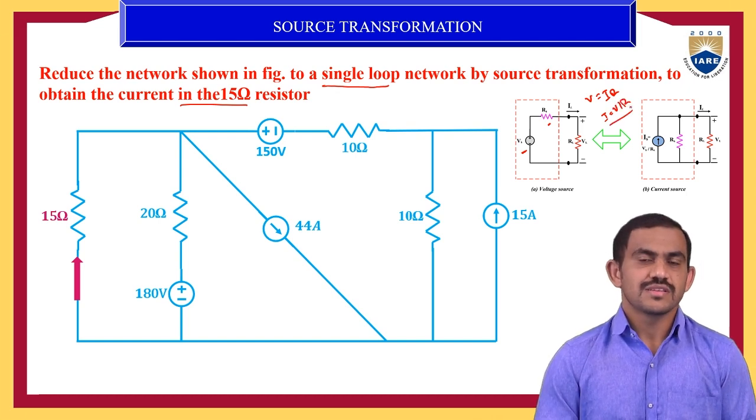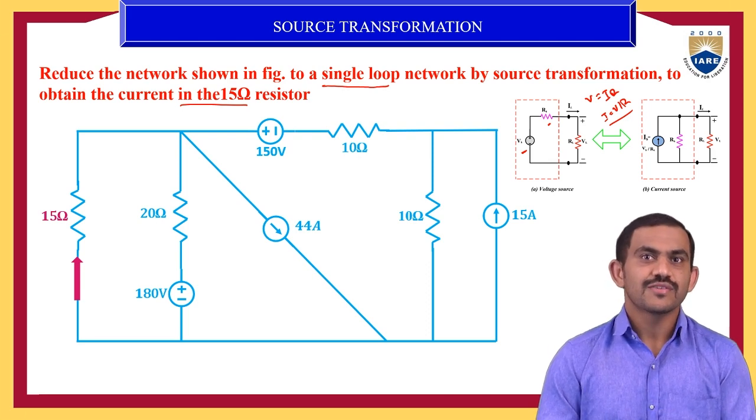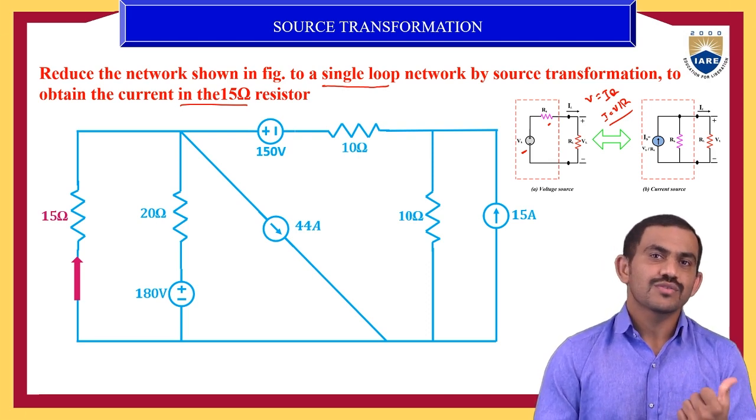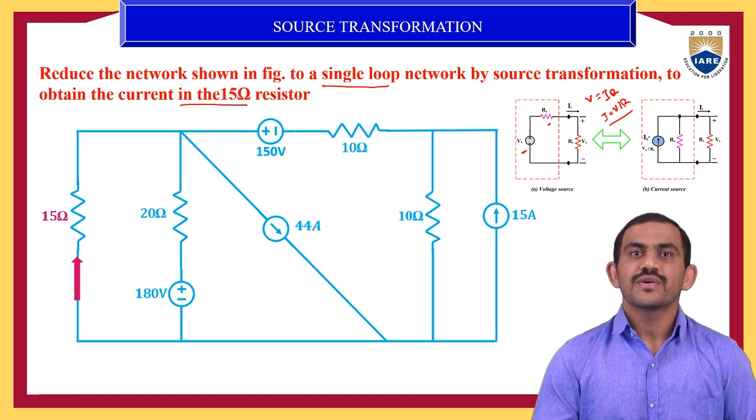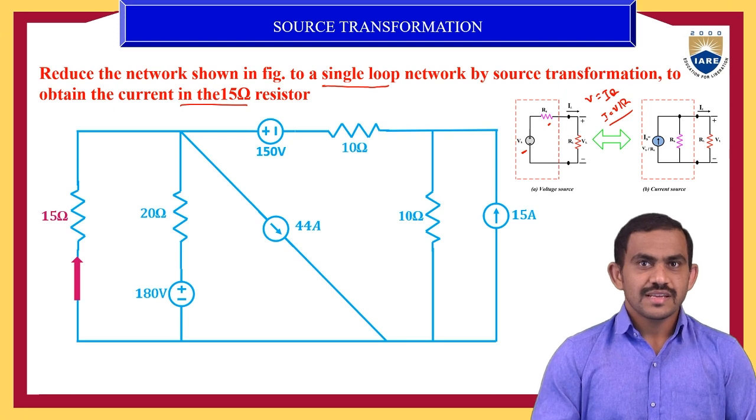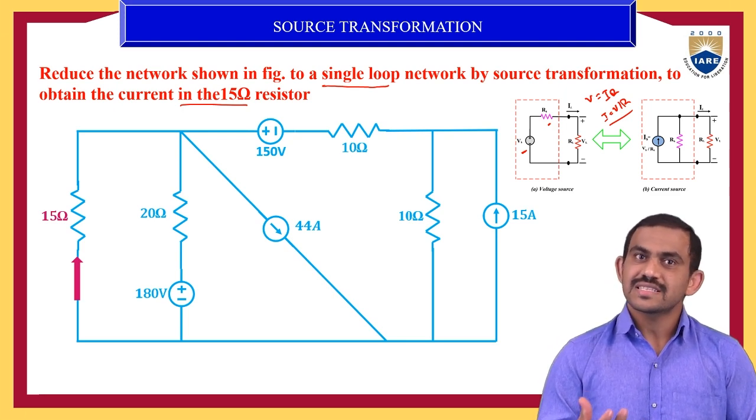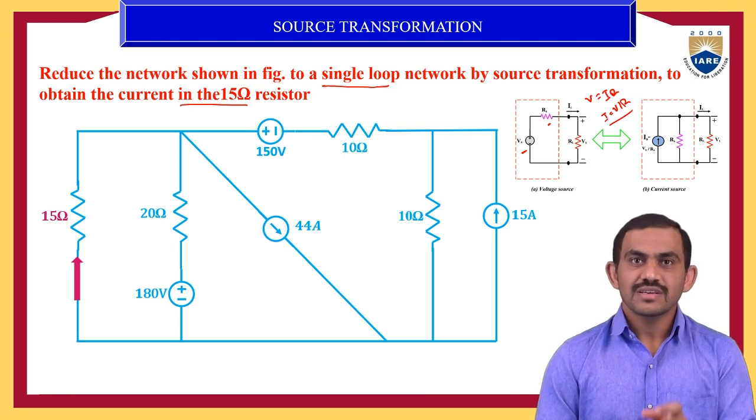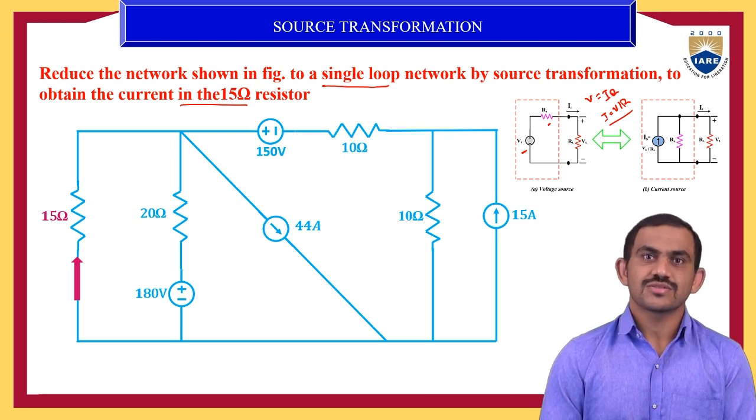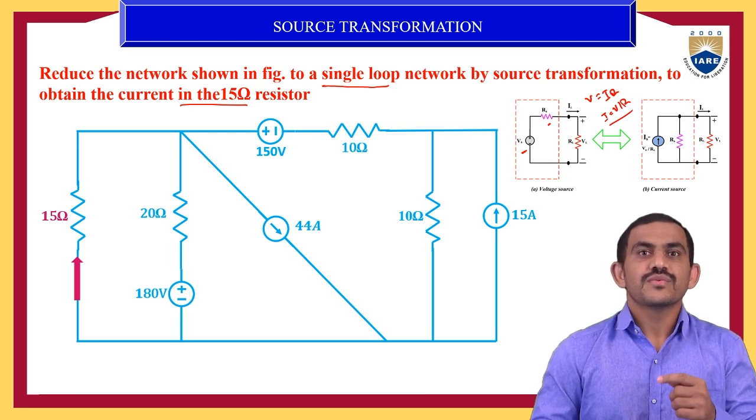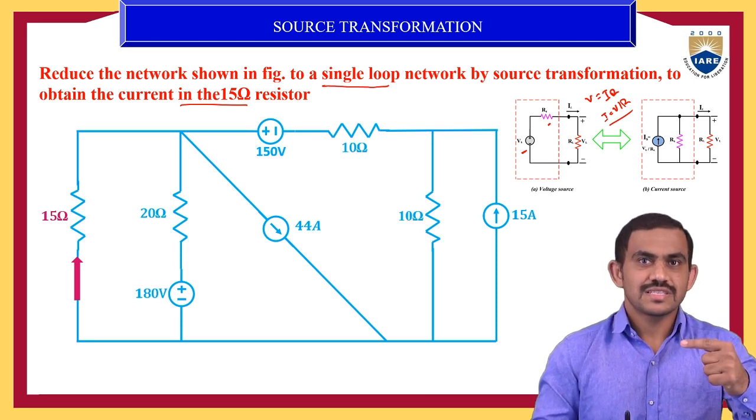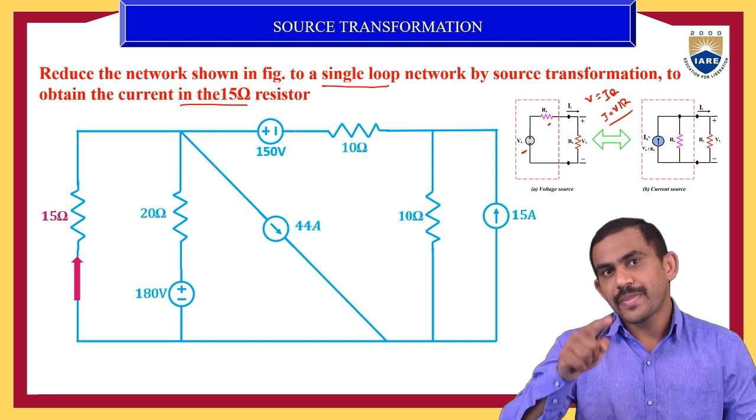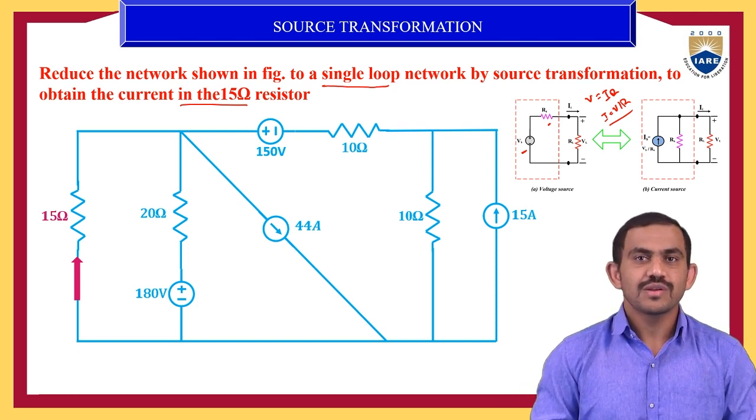Simple formulas. If you are converting a voltage source to a current source, I require the current value: I equal to V by R. I know the voltage value and the resistor value, so V by R. If you are converting a current source to a voltage source, then we have the current value as well as the resistor value: V equal to I into R. Simple. This is the logic to convert voltage source to current source and current source to voltage source. Okay, we'll move one by one.